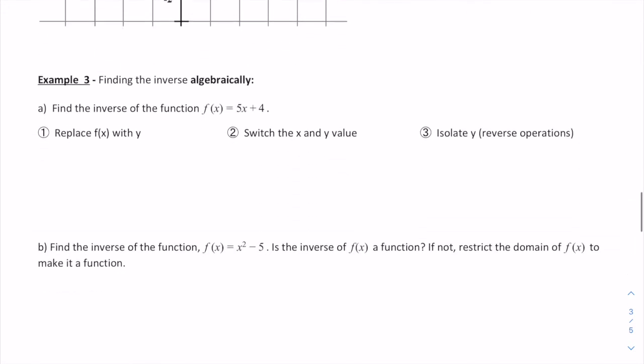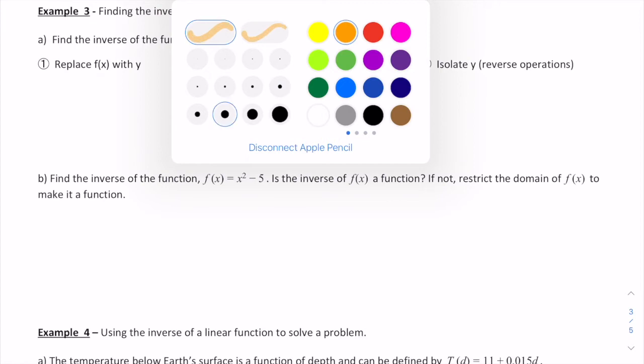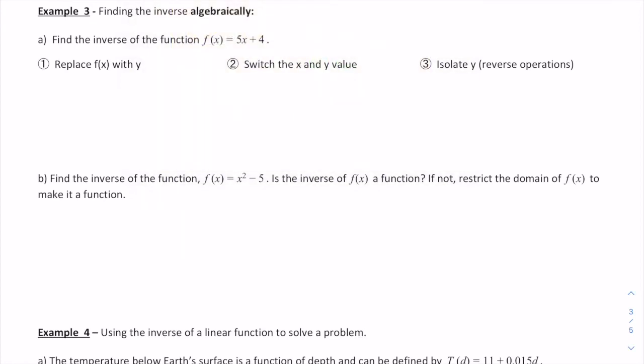Okay, our next strategy to finding the inverse, my personal favorite one to do, is by finding our inverse algebraically. So the first thing we're going to do is look at our function here, f at x equals 5x plus 4, and I'm going to replace f at x with a y.